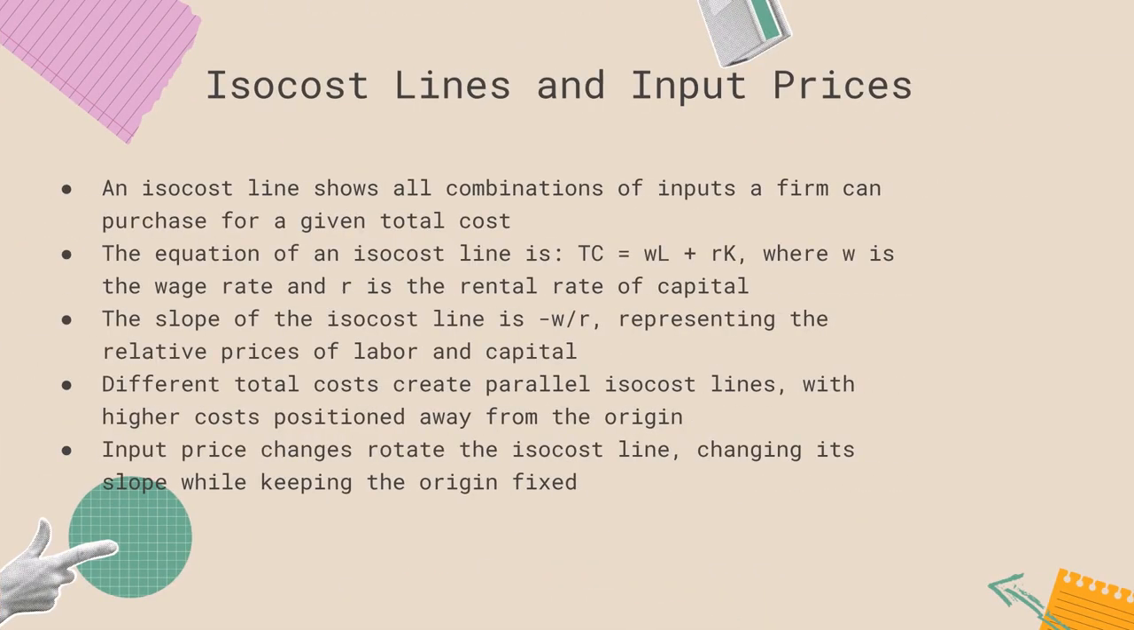An isocost line shows all input combinations a firm can purchase for a given total cost. The equation is TC equals WL plus RK, and its slope, W/R, represents the relative prices of labor and capital. Changes in total costs shift the line, while price changes rotate it.